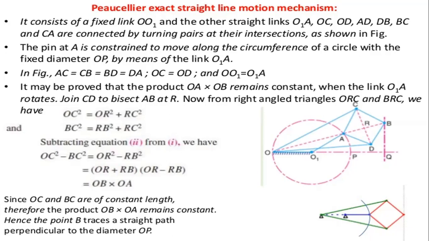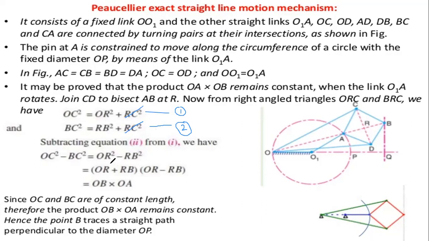Then subtracting the first equation from the second one. This is the first equation, this is the second equation. So subtracting the second one from the first one, we have OC square minus BC square is equal to OR square minus RB square, because RC square and RC square are cancelled when we subtract. That is RC square minus RC square, and we are left with only OR square minus RB square.